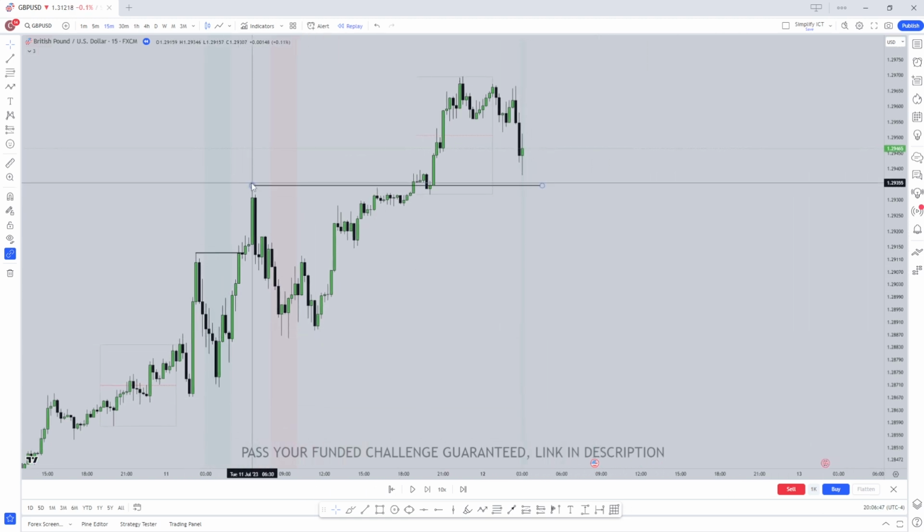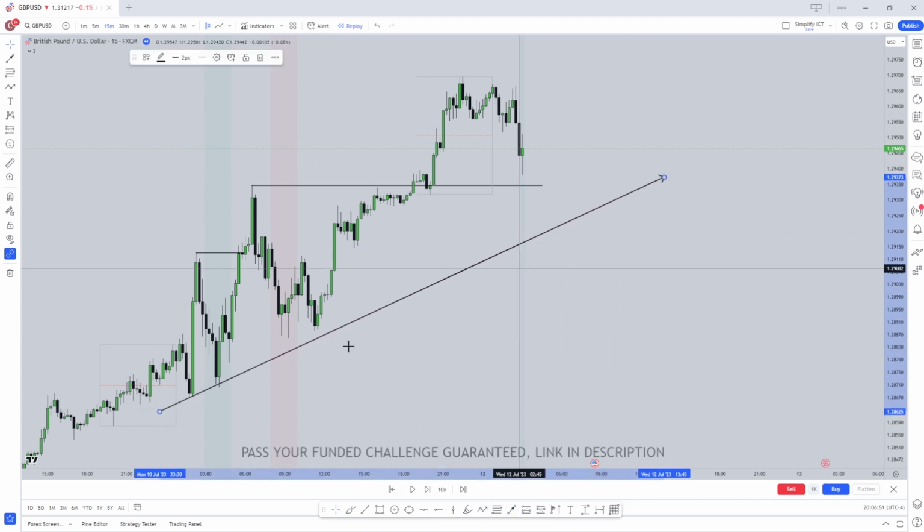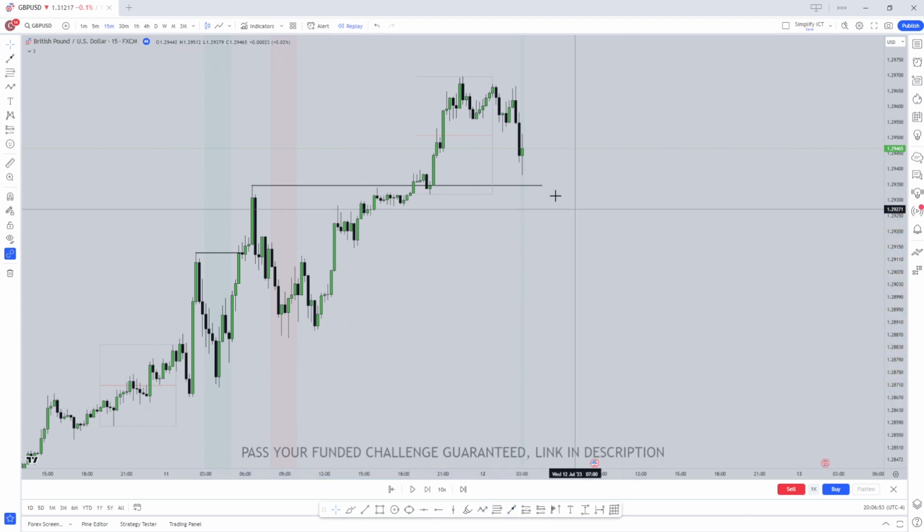So market structure shift has occurred, and it's pretty obvious that the market's making higher lows. Price is going up, right? You do need other time frames to see this, but it's very obvious on the 15-minute.